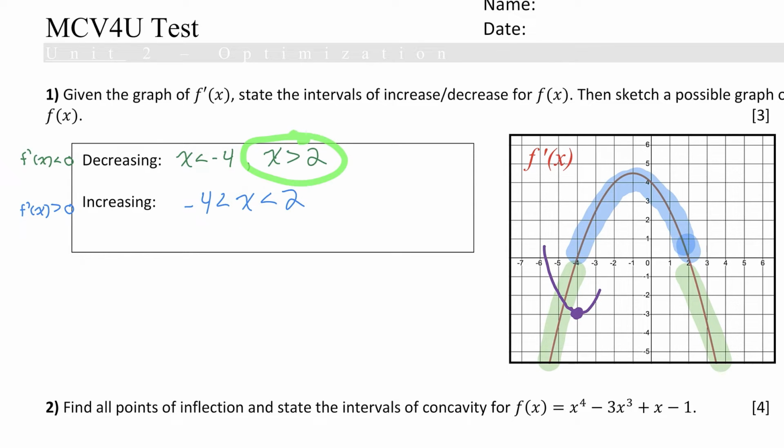And then after 2, it switches to decreasing. So at 2, there's a local max somewhere. I'll put it up here. I need to increase up to that point. And then after that point, the function starts decreasing. So there's a possible sketch of an f of x function that has the correct intervals of increase and decrease.